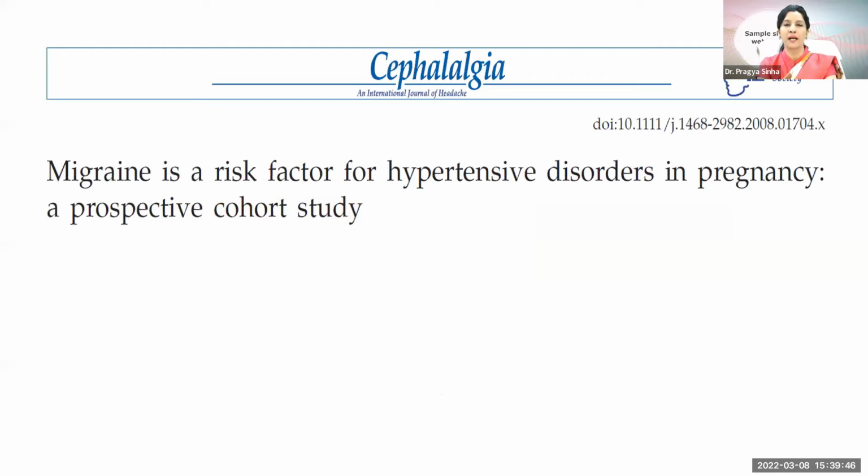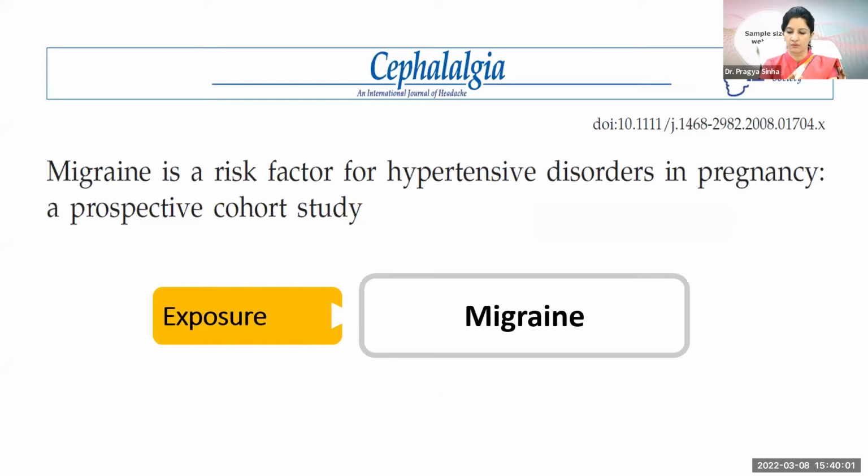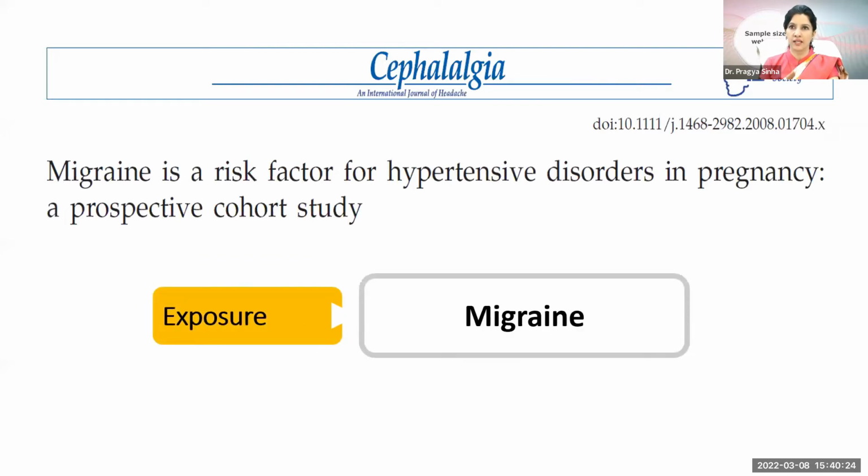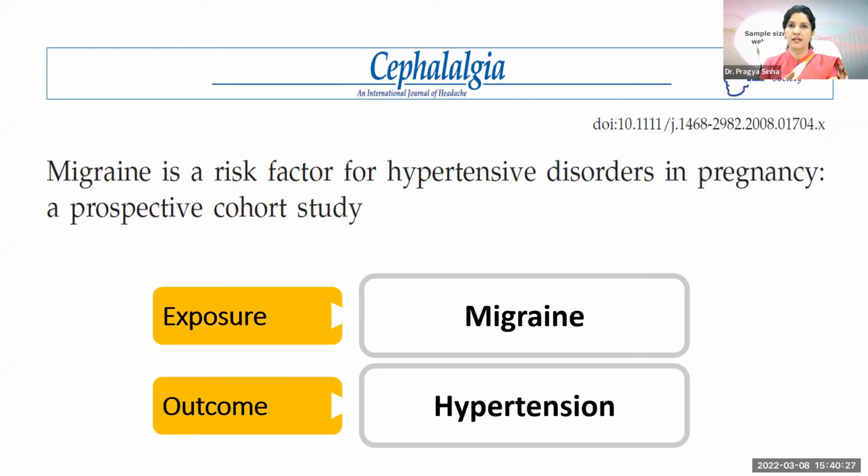Now coming to migraine as a risk factor. Just see this title: Migraine is a risk factor for hypertensive disorder in pregnancy. It is a prospective cohort study. In this case, please all of you type in the chat box, what is the exposure? Although I have written it here. So migraine. And what is the outcome? Yes, hypertension is the outcome and migraine is the exposure. All of you are right. So exposure is migraine and outcome is hypertension.